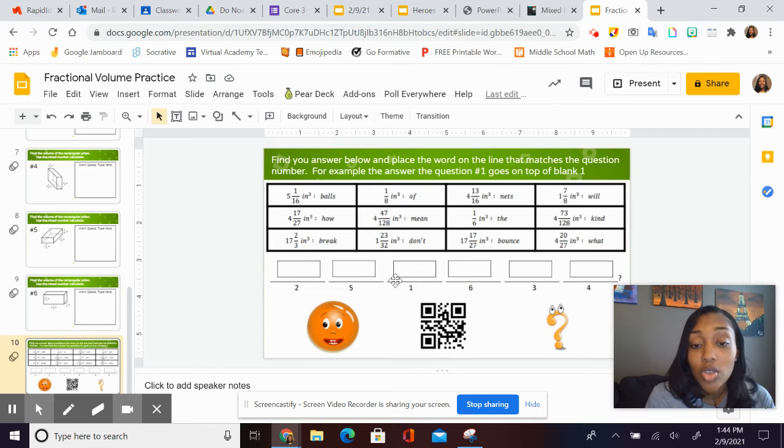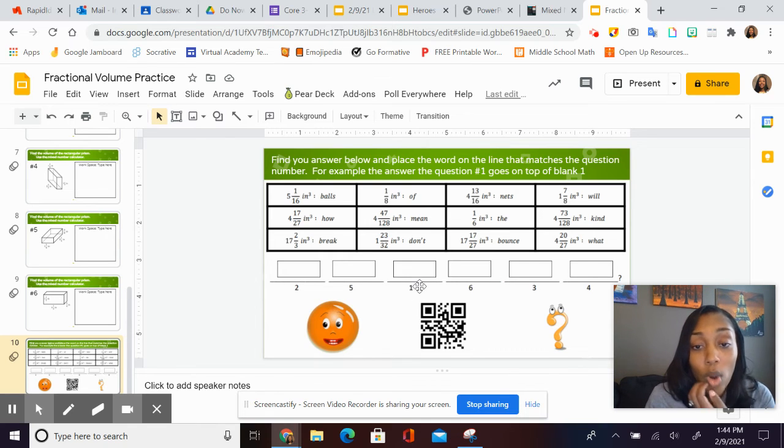What's happening here is you're trying to put words together to make a riddle. So once I find my answer, I'm going to see a word beside the answer. With this 1/8 inches cubed, I see the word of. That means I'm going to put of on blank number 1 because this was all about question number 1. And if you see down here, the blanks are labeled 1 through 6. So this is where you put the answer to question 2, question 5, question 1, question 6, 3, and 4.